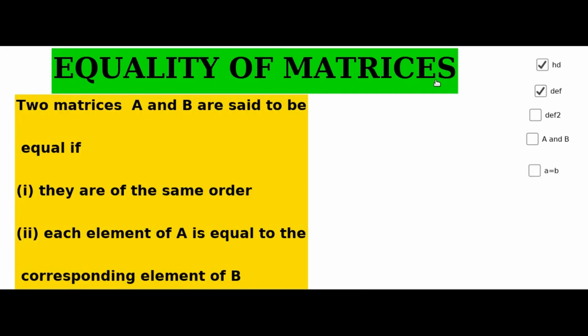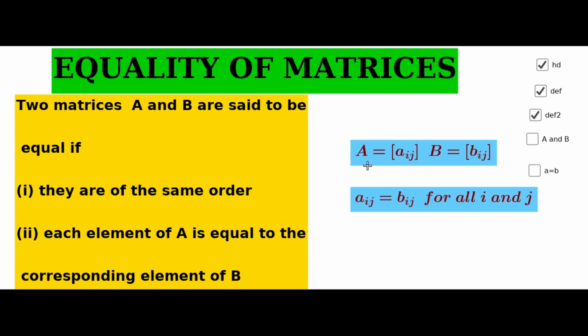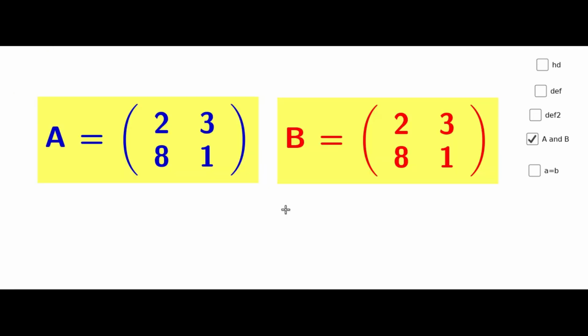Equality of matrices. Two matrices A and B are said to be equal if they are of the same order and each element of A is equal to the corresponding element of B. That is, if A equal to matrix Aij, B equal to matrix Bij, then Aij equal to Bij for all i and j.